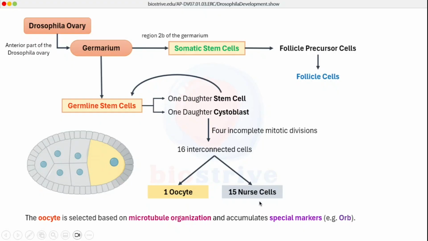Another type of cells present in the germarium are somatic stem cells. Now, these somatic stem cells will give rise to a certain kind of epithelial cells we call follicle cells. These follicle cells will cover this entire structure, the oocyte as well as the nurse cells. So, this oocyte and 15 nurse cells are derived from germline stem cells, and the cells surrounding this oocyte as well as the 15 nurse cells, which are these epithelial cells, are derived from these somatic cells.